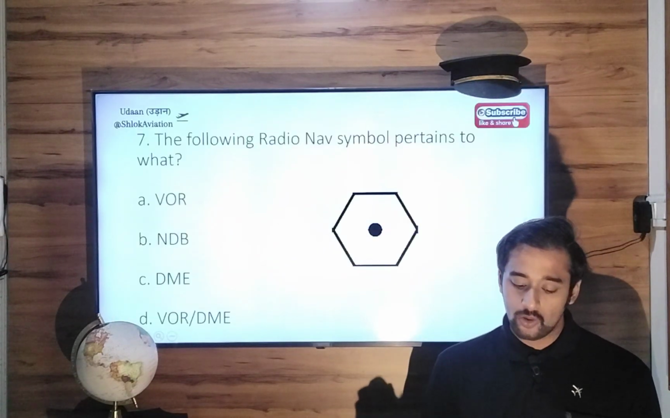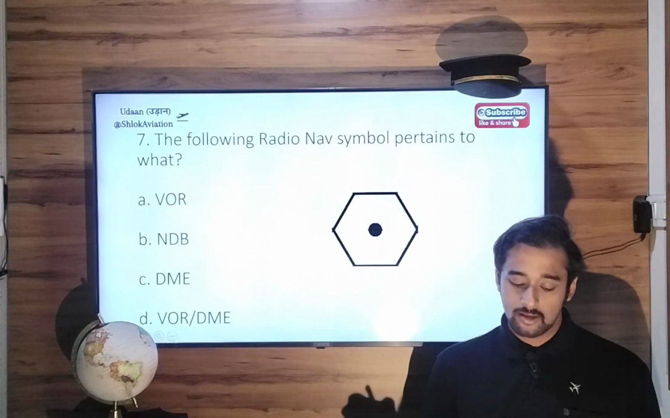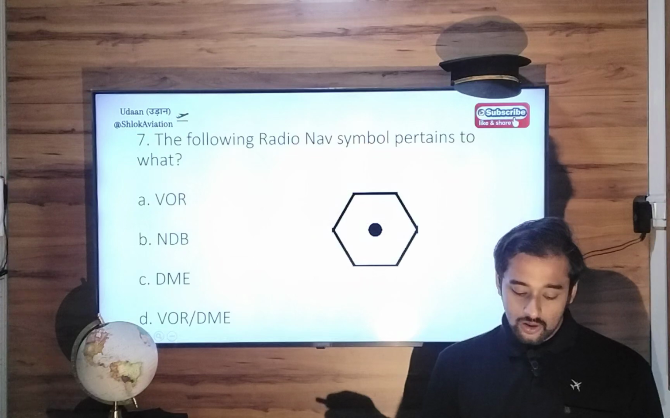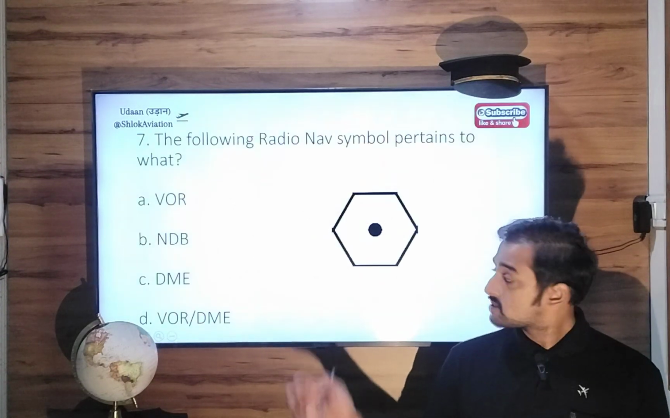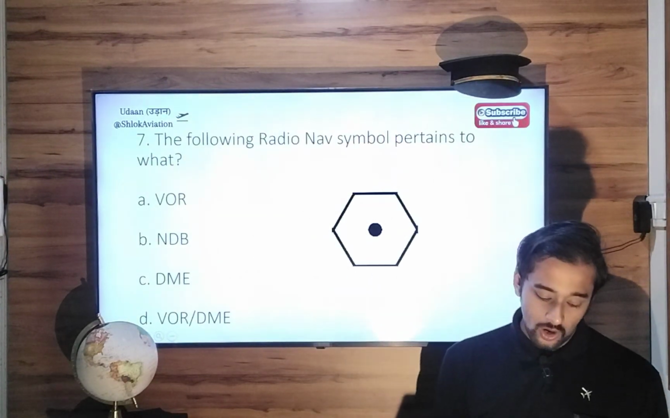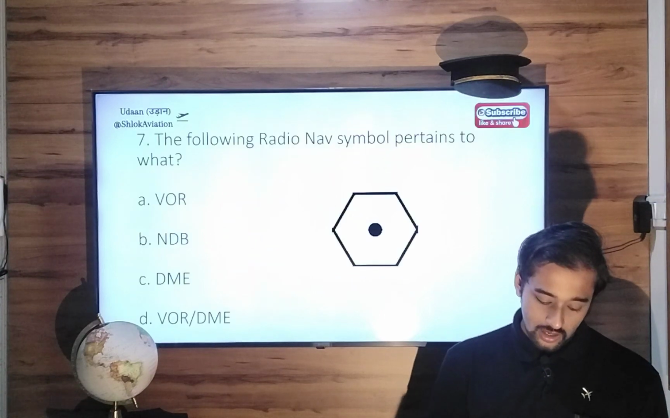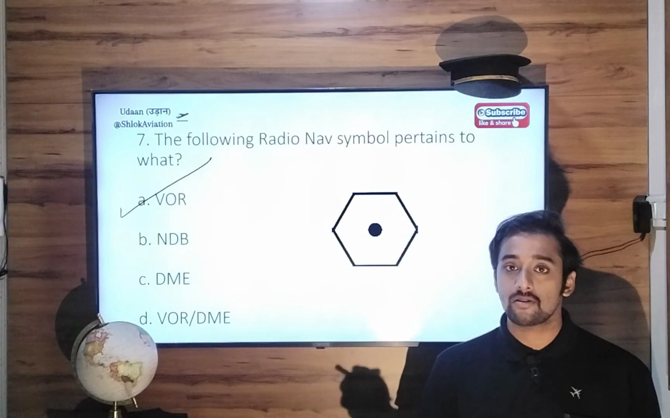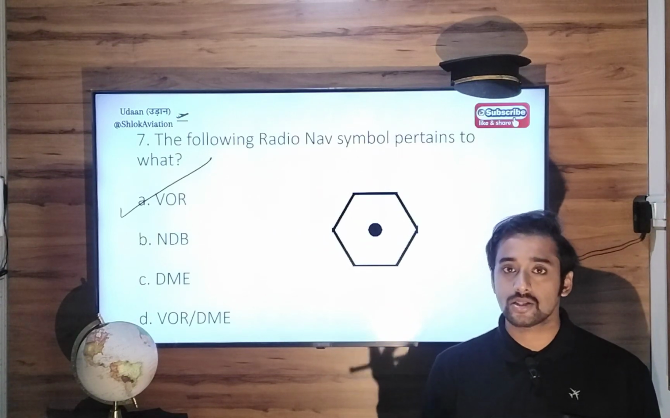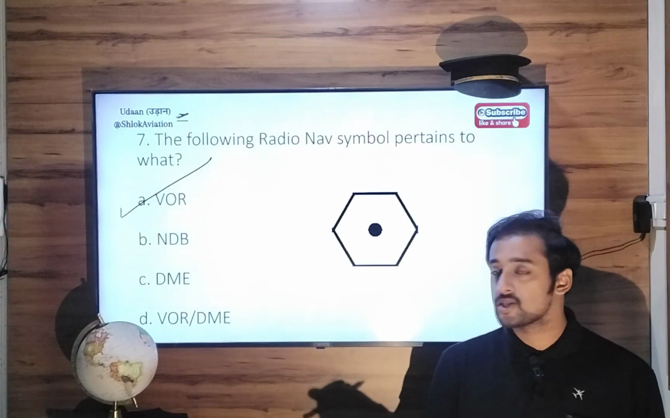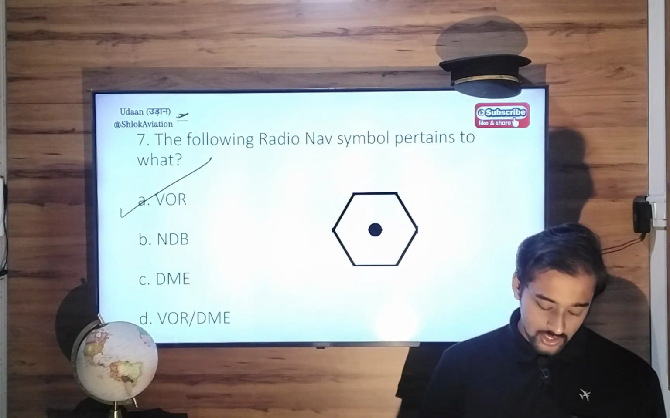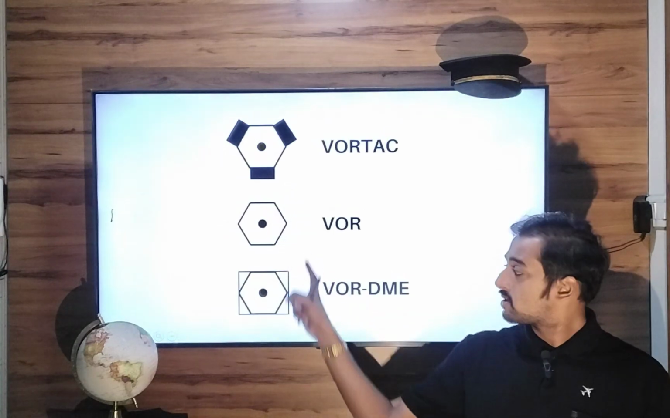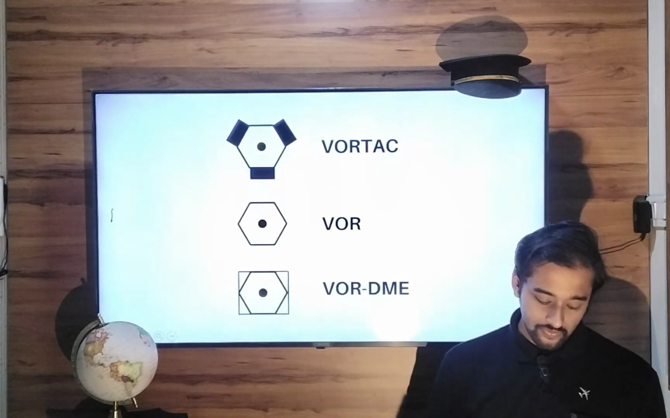Question 7. The following radio navigation symbol belongs to what radio instrument? Radio ground station. So this symbol is for your VOR. Remember all the symbols. As you begin flying IFR and you will be using charts, in that you will come across these symbols many times. So VOR, this is your VOR symbol, VORTAC, VOR DME.